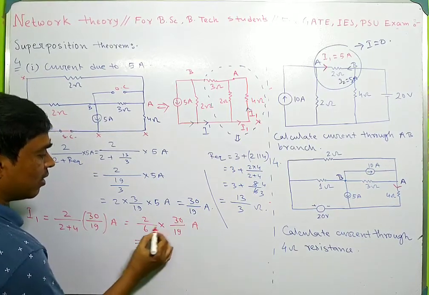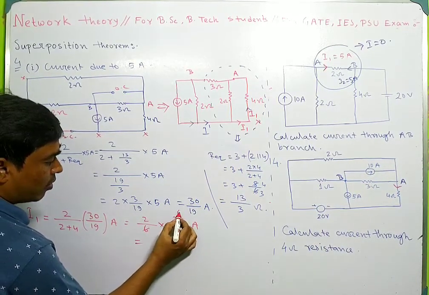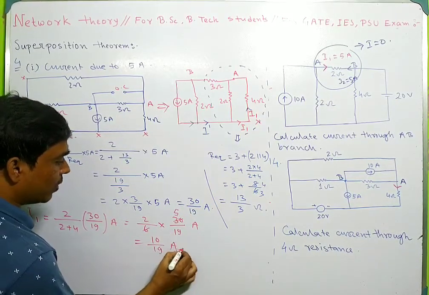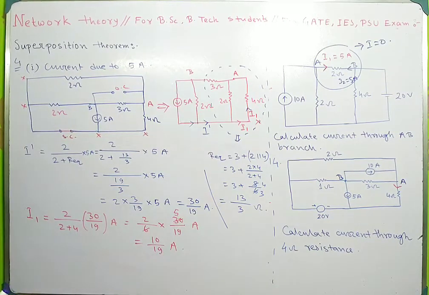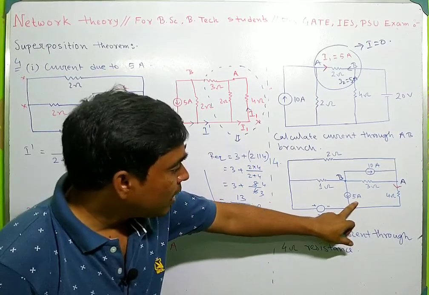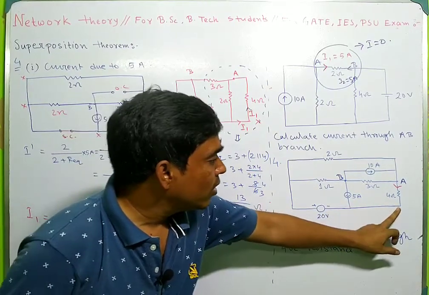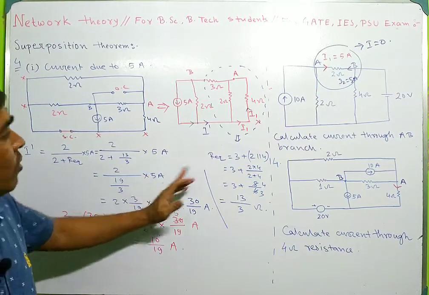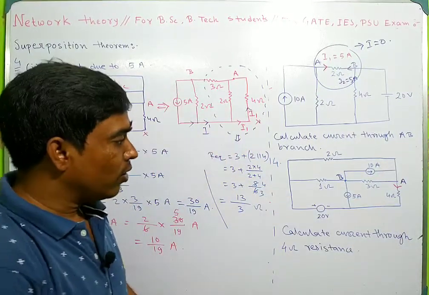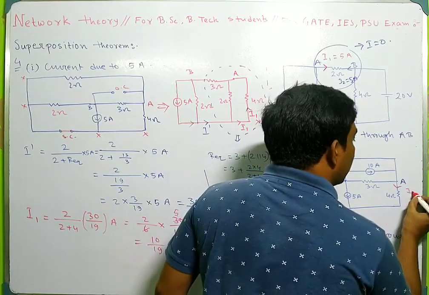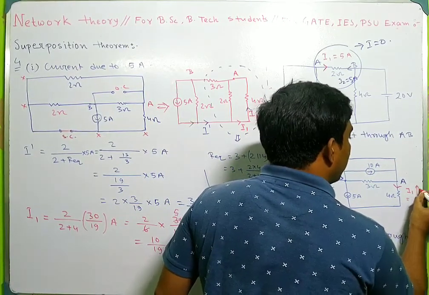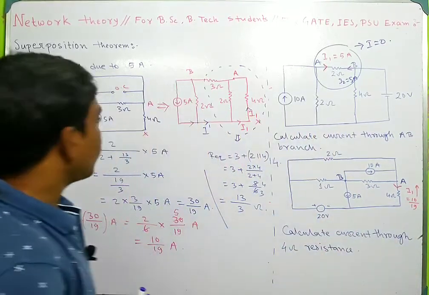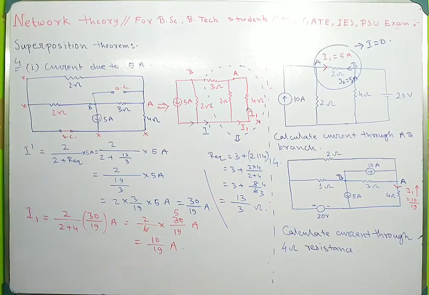So it will be 10 by 19 ampere. So the current due to this 5 ampere current source is 10 by 19 ampere along this direction. So I1 along this direction is 10 by 19 ampere. This is the first portion.